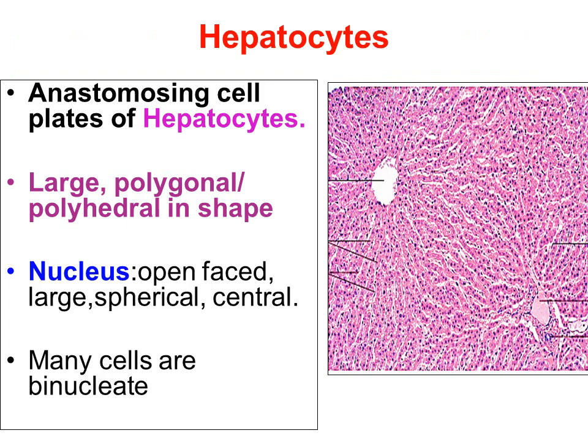Now, if we discuss the basic cell or the hepatocyte in detail, it is arranged as anastomosing cell plates of hepatocytes forming the hepatic lamina, as we already know. They are large polyhedral or polygonal cells in shape with an open-face spherical nucleus, and many cells may be binucleated. The cytoplasm of the hepatocyte contains numerous mitochondria, Golgi bodies, abundant rough endoplasmic reticulum and smooth endoplasmic reticulum, lysosomes and vacuoles, thereby related with the high metabolic activity of liver cells.